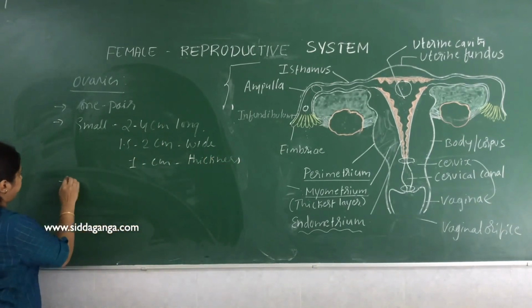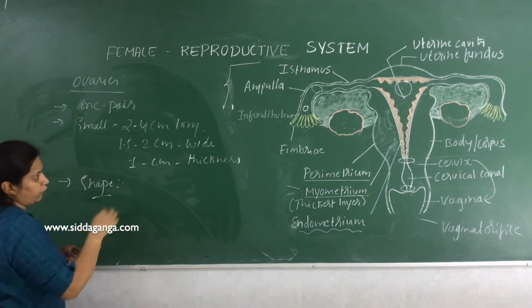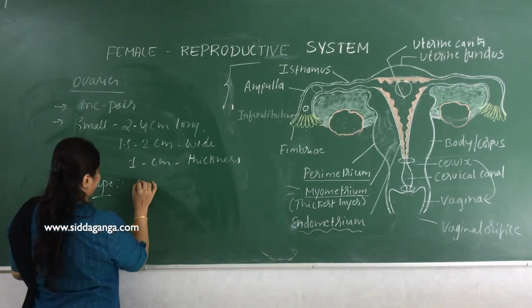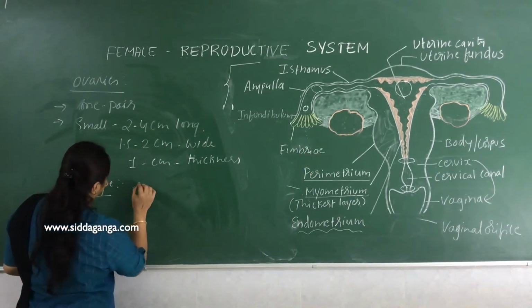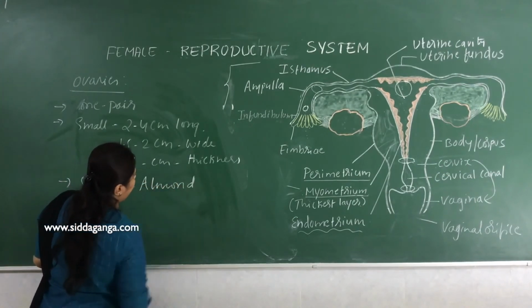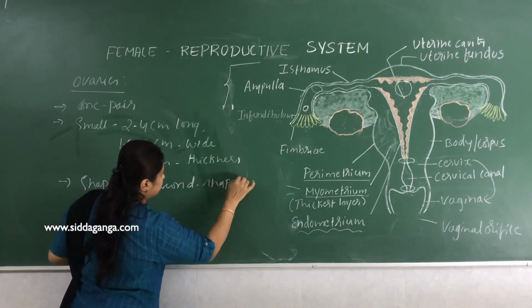When it comes to the shape, what is the shape of the ovaries? Almond shape. So they look like almond. It's almond shaped, flattened structures.